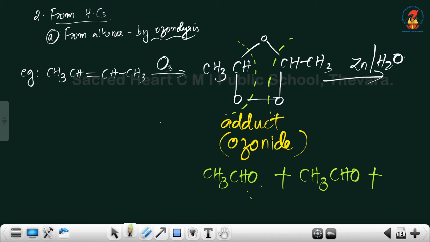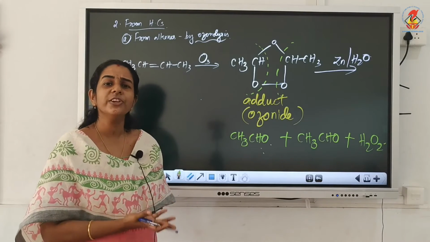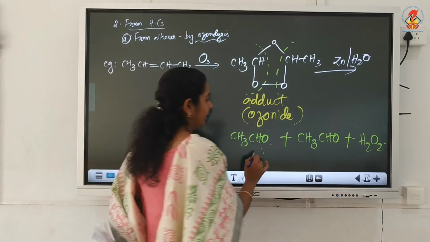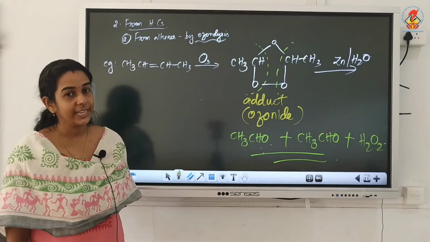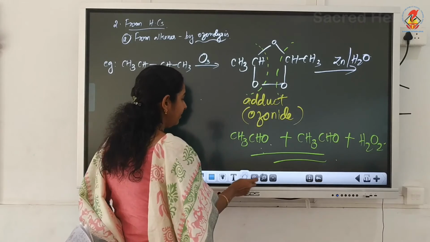Plus, the byproduct what you are getting? Here there is only one oxygen at the top that will be combining with H2O to form H2O2. So in organic chemistry usually there is no need to write the byproducts, only for the named reactions we need to write the byproducts. So here the two main products are two molecules of CH3CHO. We will see one more example.